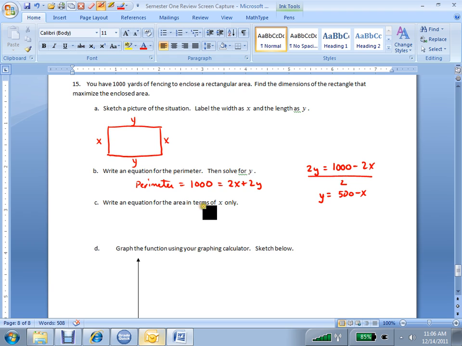Now I'm going to write an equation for area. The area of a rectangle is length times width, or x times y. I will go ahead and substitute in, because they say they want it in terms of x only. I will put in 500 minus x for y in my area. So this is then the equation negative x squared plus 500x.